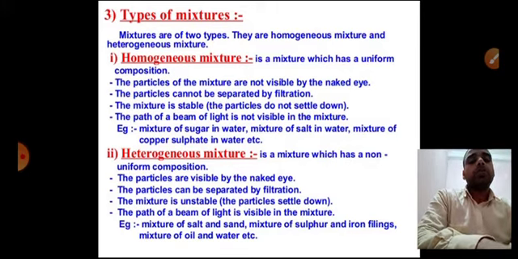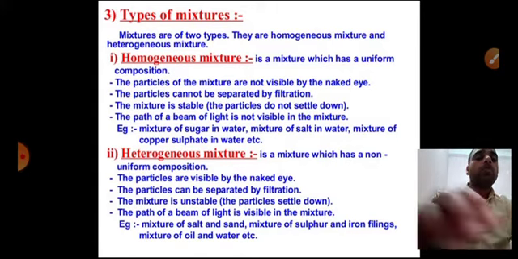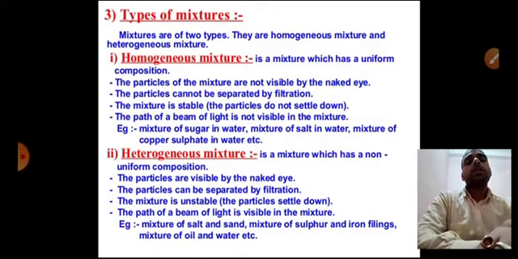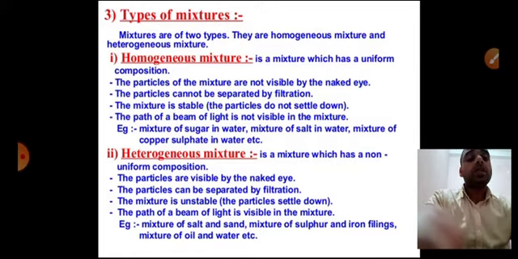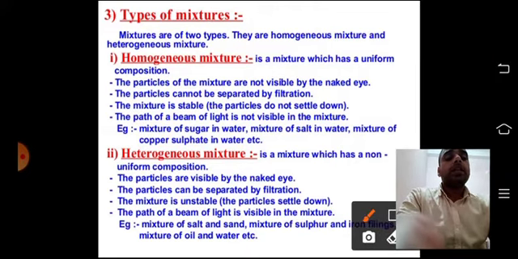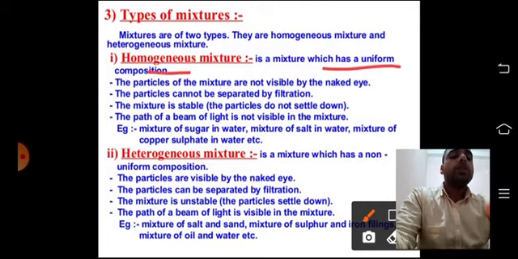As we are talking about the homogeneous mixture, homogeneous means same, the same type of mixture. You can see here it is written: a mixture which has a uniform composition. And there are various points written for the homogeneous mixture.